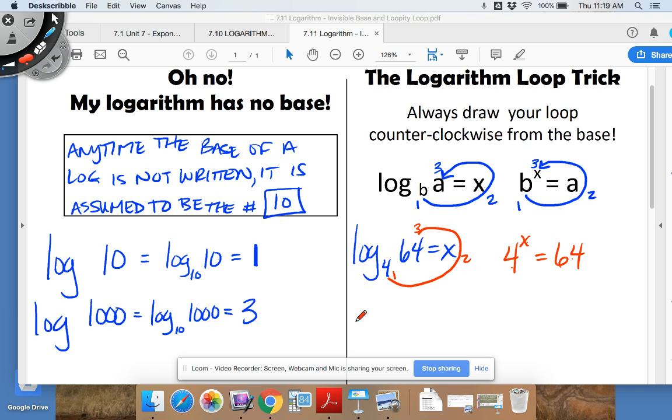If I was starting out in exponential, I do that same loop. So 1, 2, 3. So I would write log base 343 because that's my first number stop, of 7, that's my second number stop, equals x, which is my third number stop. So we'll practice that a little bit more on this next.